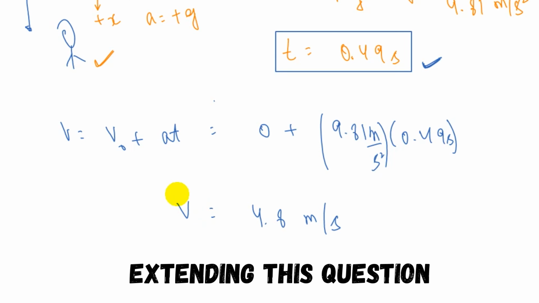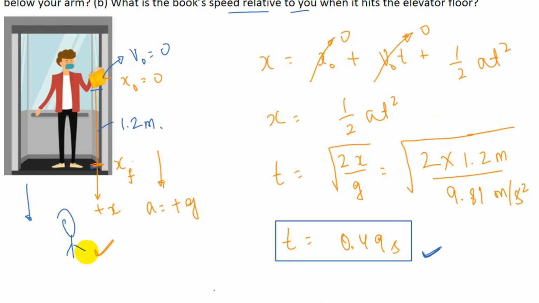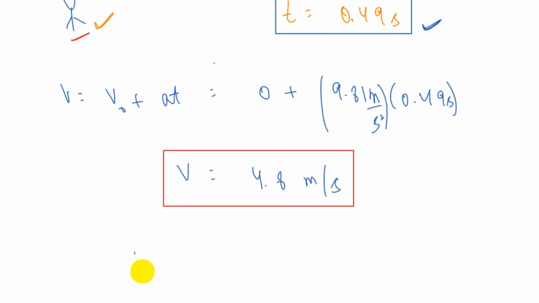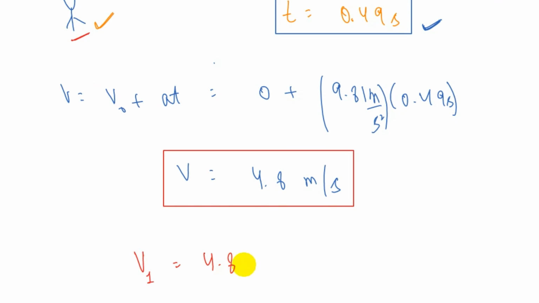Now I'm just extending this question. Suppose you need to calculate the velocity according to this person, from this person's point of view. Then what would be the velocity? Let it be V1. So from this person's point of view, the velocity would be 4.8 plus 3, because the elevator is moving in the downward direction with speed 3 meters per second. So that would be 7.8 meter per second. In the coming chapters we'll see that this is nothing but the absolute velocity, but not now. We'll study it in the later chapters.